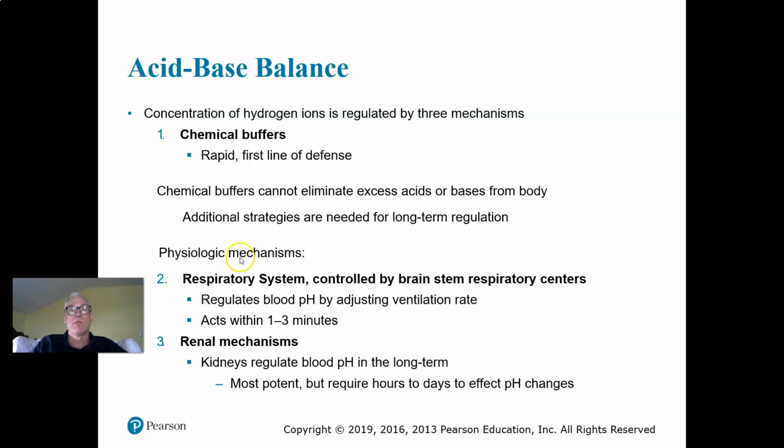Okay, so we've got to have other things, and we have two organ systems that will represent physiologic mechanisms for dealing with the pH balance requirements of the body. The respiratory system controls the pH by changing the ventilation rate. Respiratory control centers in the brain will adjust the ventilation rate based on pH of the blood. And that gives us a good few minutes' worth of regulation of pH.